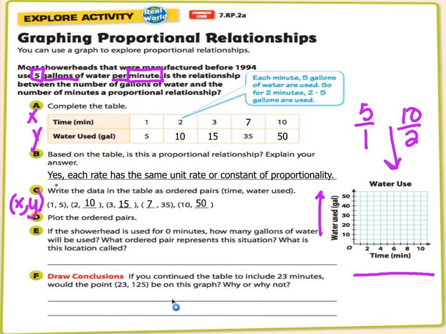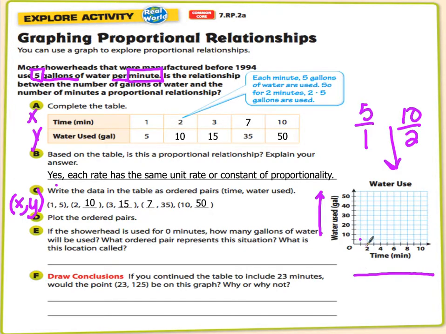So next I would go over to my graph, which was already made for you, and I would plot my points. I like to think of it with planes. A plane has to go across the runway before it can go up in the air. So I have to go over 1 minute and then go up 5 gallons, and I plot my point.